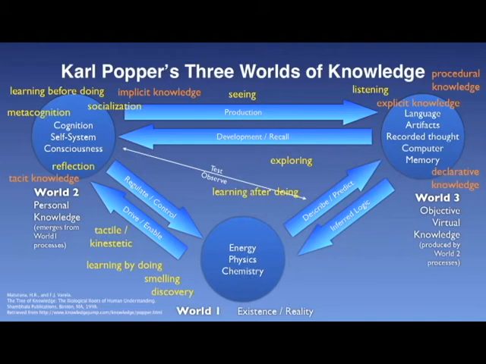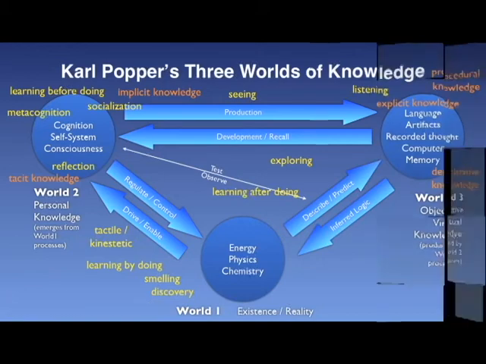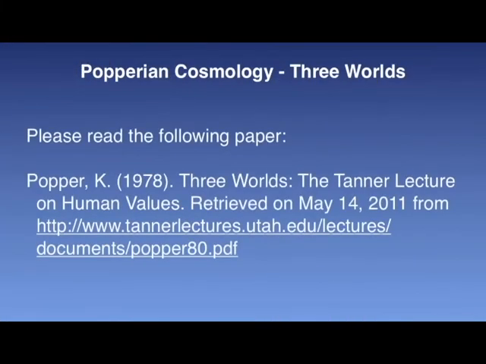This is all taken from Knowledge Jump, 2010, Karl Popper's The Three Worlds of Knowledge, which is retrieved from knowledgejump.com, and I will be giving the URL in WebCT. The address then that we are looking at here is taken from Popperian Cosmology, Three Worlds, Karl Popper, 1978, the Tanner Lecture on Human Values, and I will give again the URL in the WebCT portion of this course.